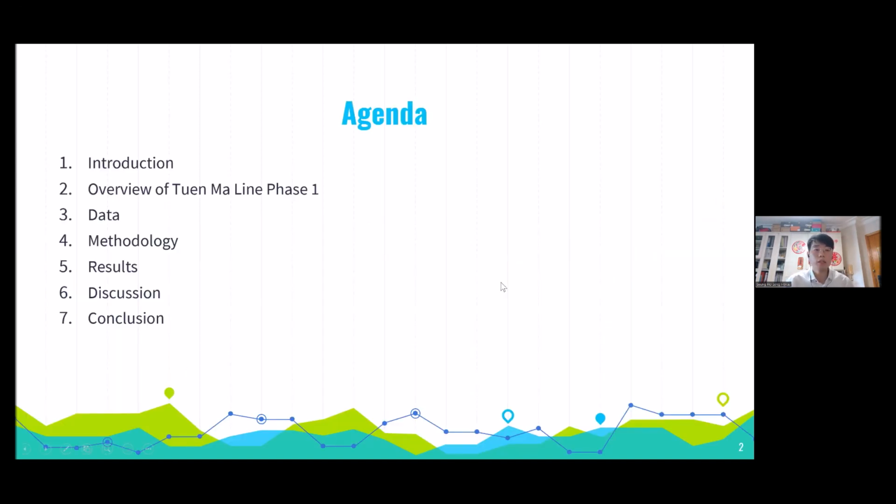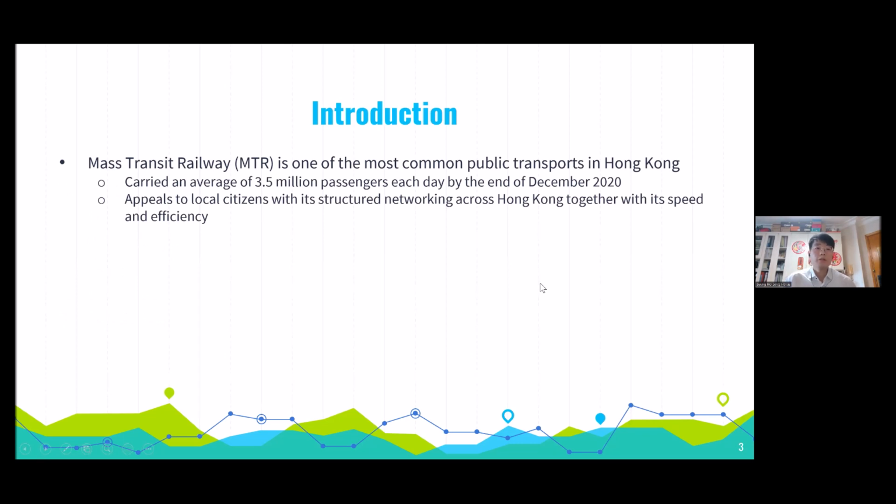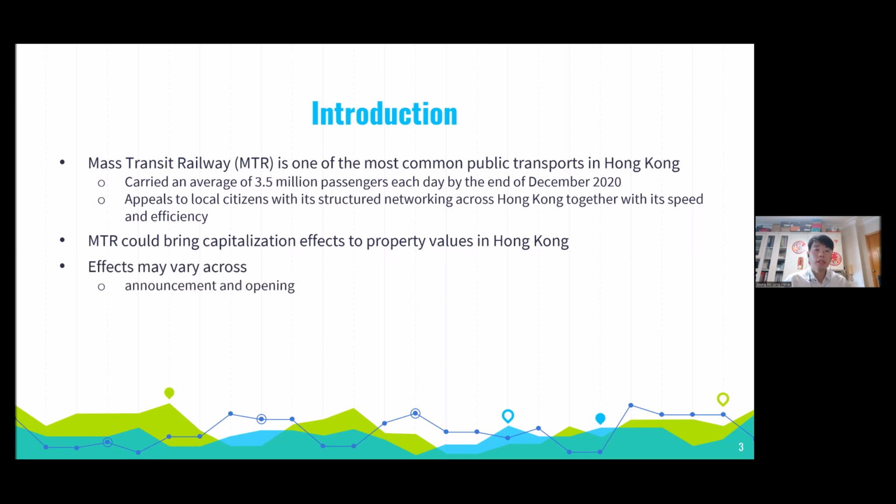So this will be the agenda for today. To start with, I think most of you must be very familiar with the MTR, right? It is one of the most common public transport in Hong Kong. According to their numbers, by the end of December 2020, it carries a stunning average of 3.5 million passengers each day. I think it appeals to most of us through, for example, its structural networking across Hong Kong, or its speed and efficiency. Therefore, we highly speculate that the MTR should definitely bring a capitalization effect to property in Hong Kong. And maybe the effect should vary, for example, between the announcement and the opening, or across estates with different station status.